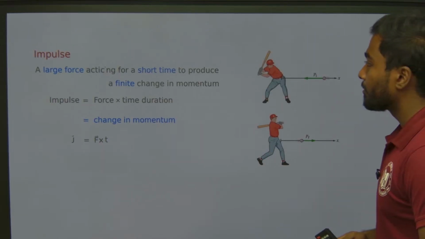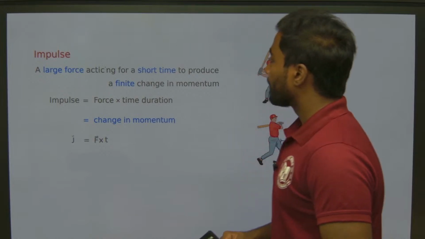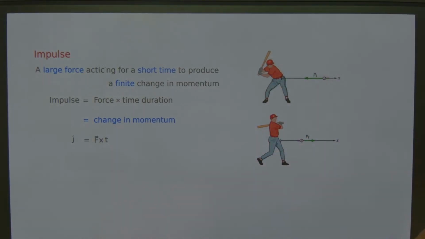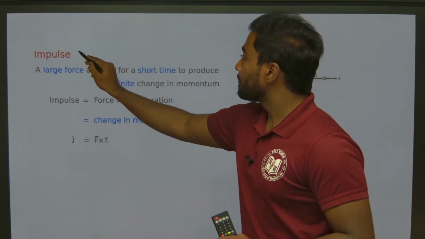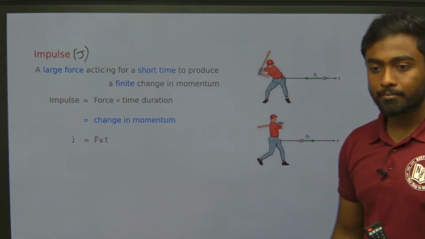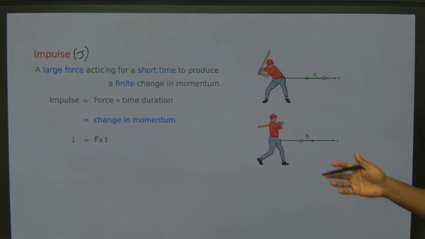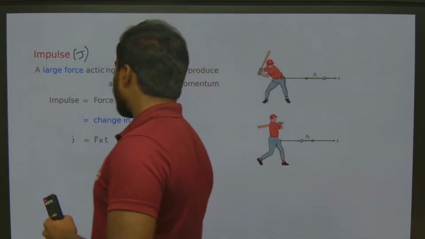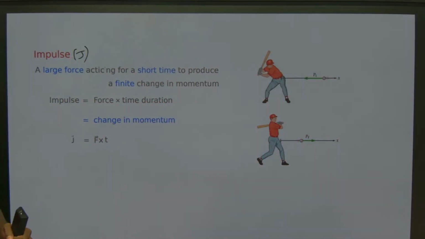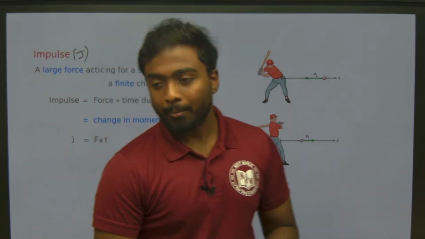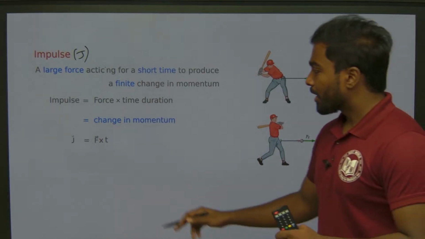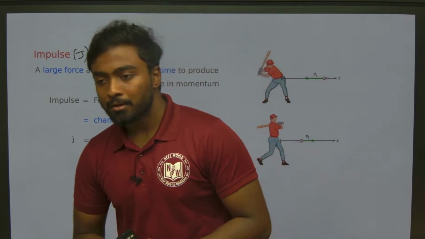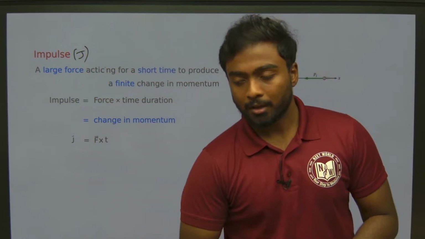Now the next topic is impulse. Impulse is a large force acting for a short time to produce a finite change in momentum. Force into time is nothing but impulse, which is denoted by the letter J. What will be the SI unit of this? Force is Newton and time is seconds, so Newton seconds will be the SI unit of impulse, right? So what we can understand here is, if time decreases, impulse also decreases. Time increases, impulse also increases.